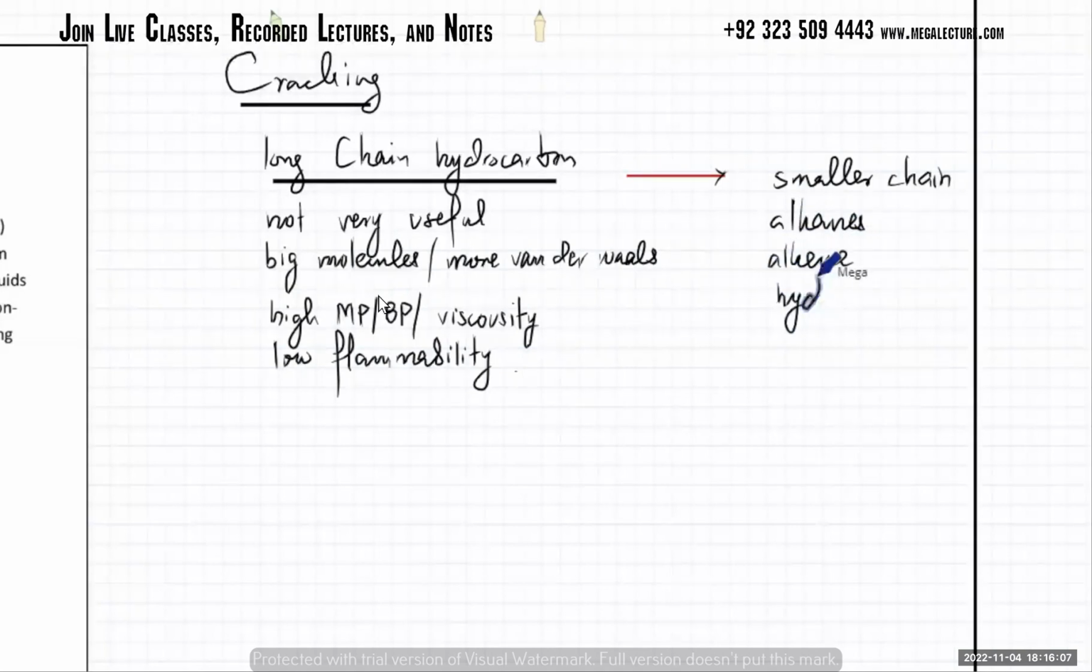Okay, so you get a mixture of three things, or maybe two of those three things, or maybe all three of those things. Okay, so you get a mixture of alkanes, alkenes, and hydrogen.